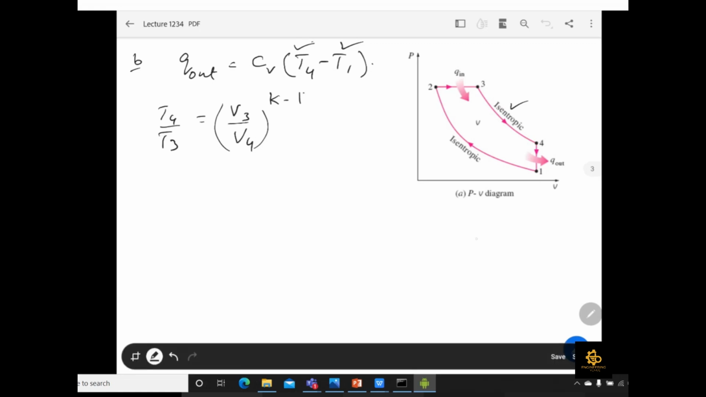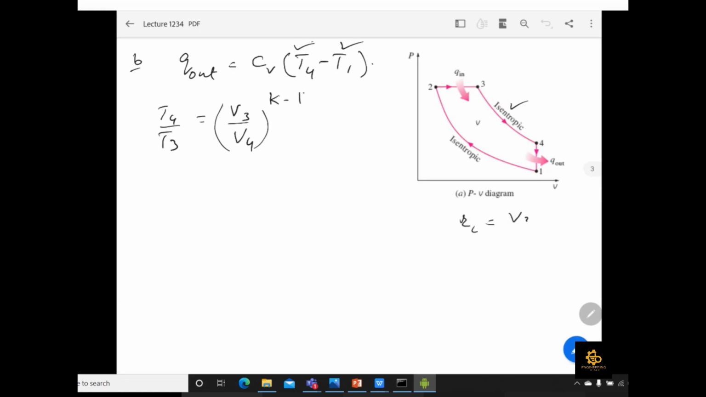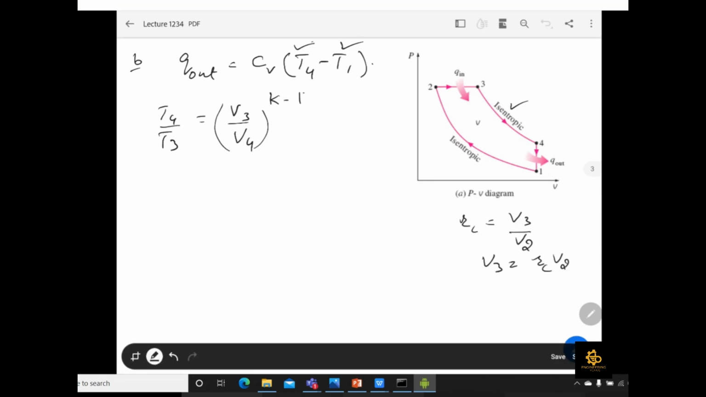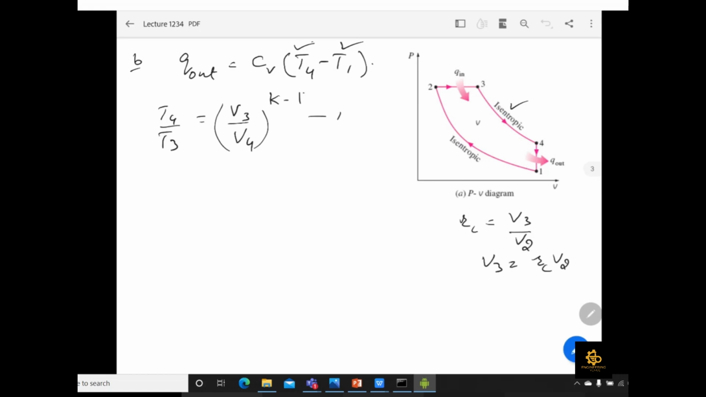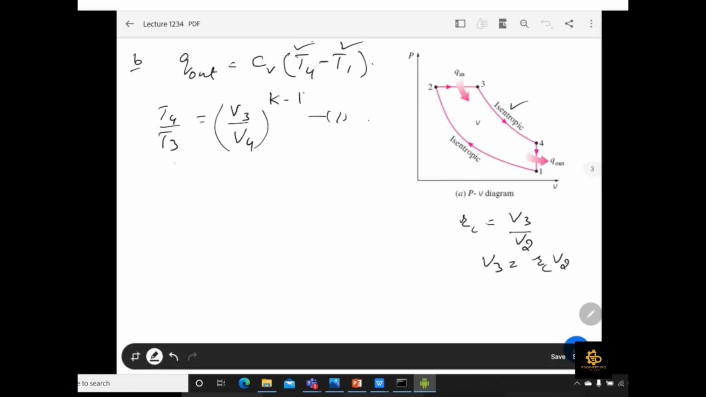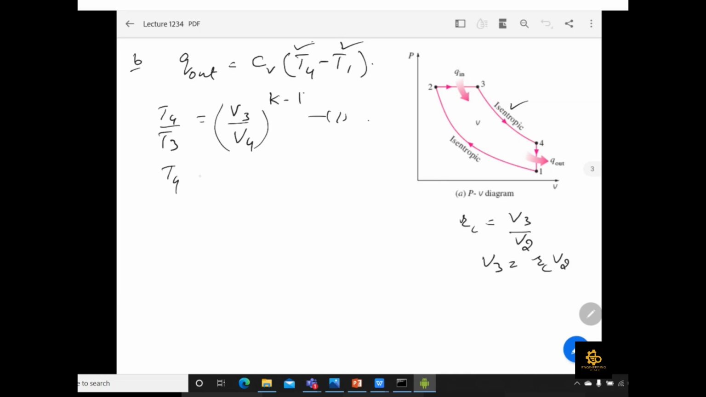Okay, and you already know that RC is equal to V3 over V2, so you can say V3 is equal to RC times V2. The RC value is already known to us, so you can put the V3 value in the equation, which is equation number 1, and you can find that T4 is equal to T3 times 1.674 V2 over V4, to the power 1.4 minus 1.